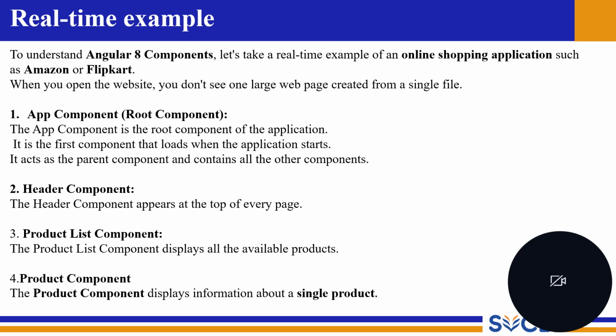And then product component. The product component displays information about a single product. It shows product image, product name, price, rating, description, add to cart button. This component is reused for every product. For example, whether the product is laptop, mobile phone, television, shoes or watch, Angular uses the same product component and simply changes the product data.